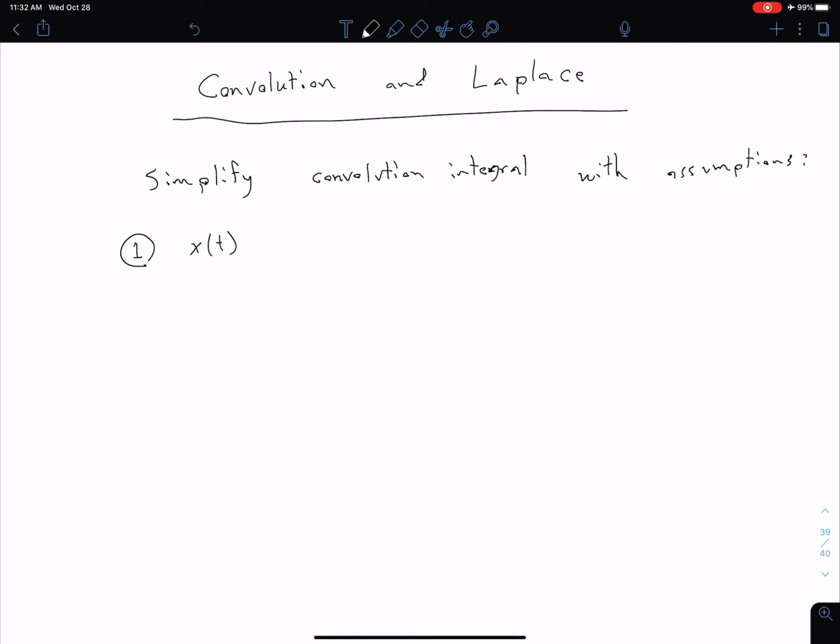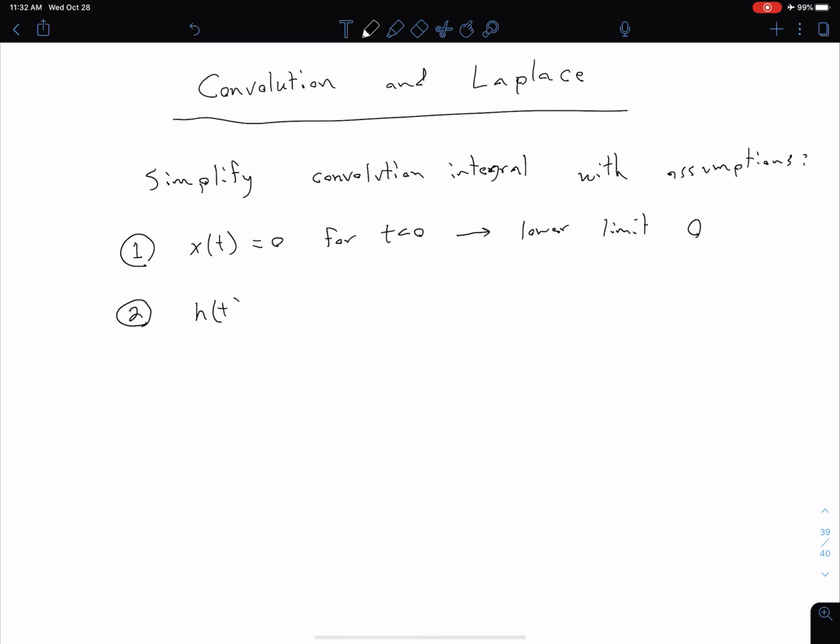So we can assume that our x of t, our input, is going to be 0 for t less than 0. So for time before 0 we have no input, and what this does is change the lower limit of our integral to 0. So it's going to go from negative infinity to 0.